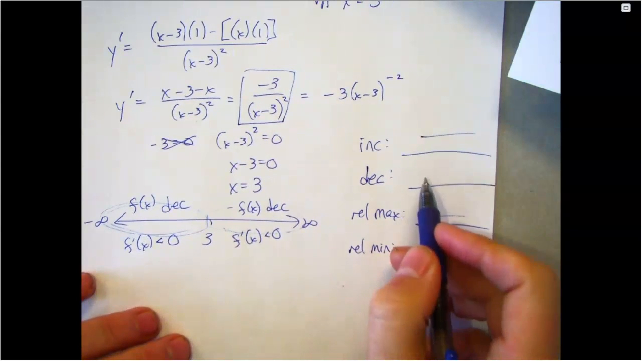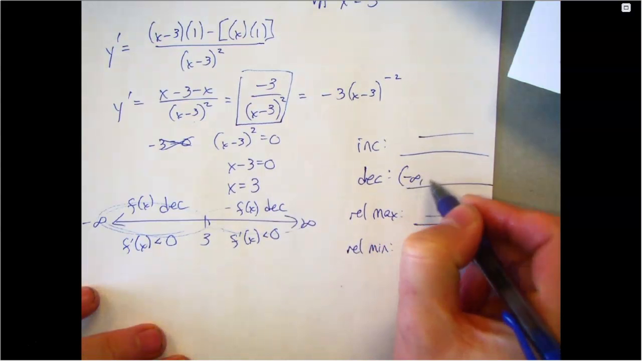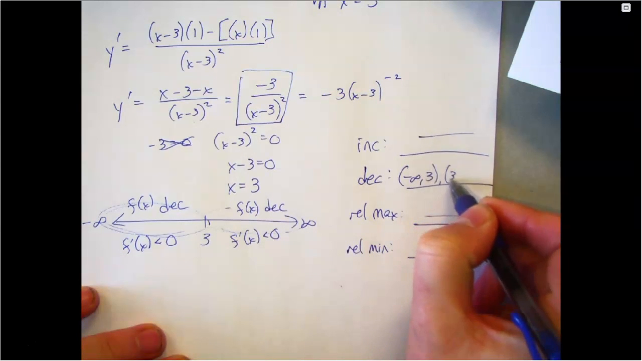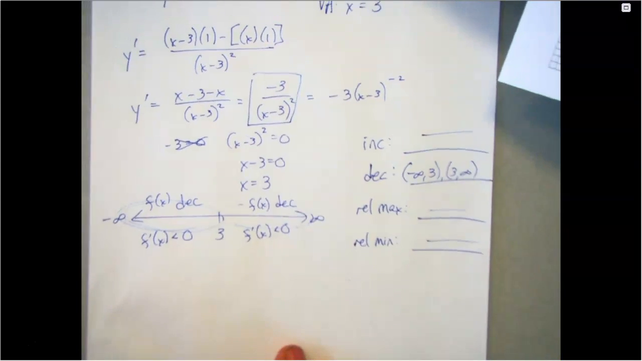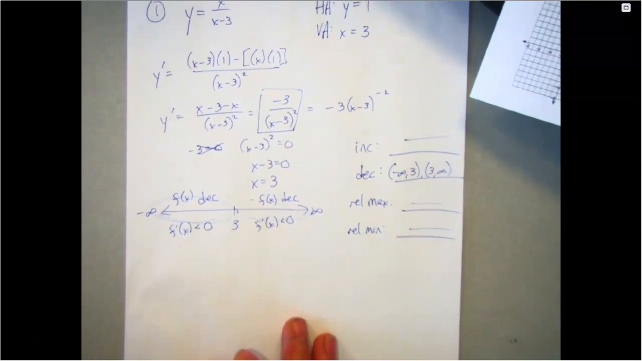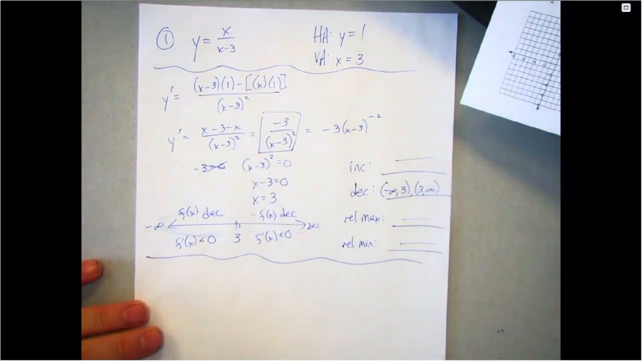It is decreasing, but don't put that it's decreasing from negative infinity to infinity. It's not decreasing the whole time, because where is it not actually decreasing? At x equals 3, because it's an asymptote. So you have to kind of write it like around 3. That's the information we got from the original first derivative.